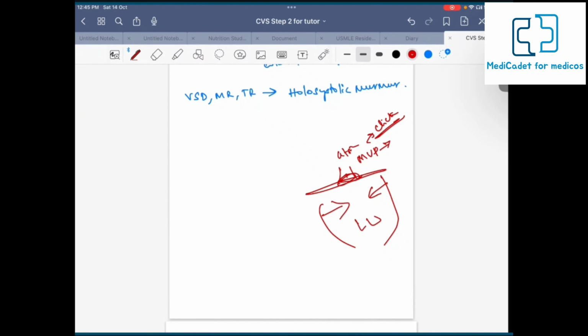But if this MVP progresses to MR, that is, this prolapse now just opens up like a mouth, then it reaches MR, right? In that case, there will be a click followed by the MR murmur. In those cases, it will not be a holosystolic murmur. They will say there is a click followed by a systolic murmur.